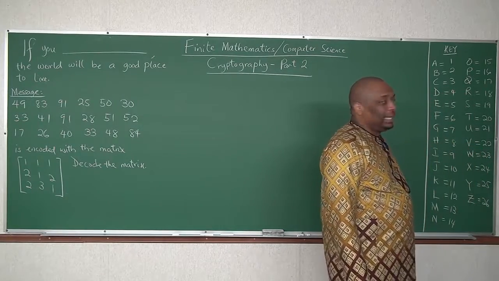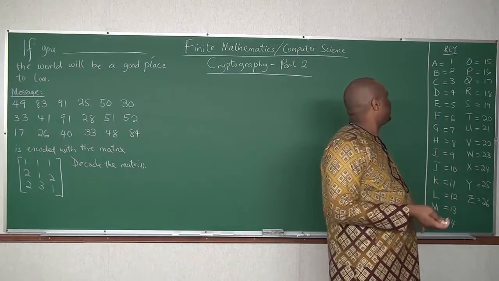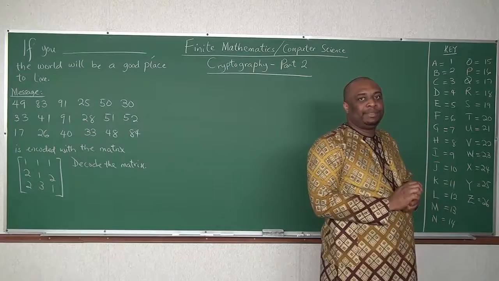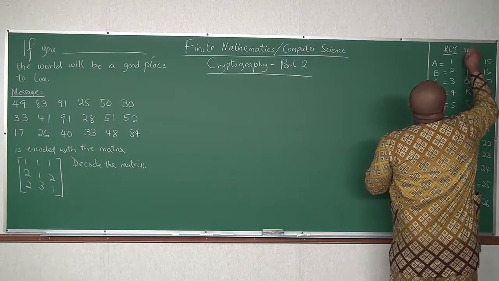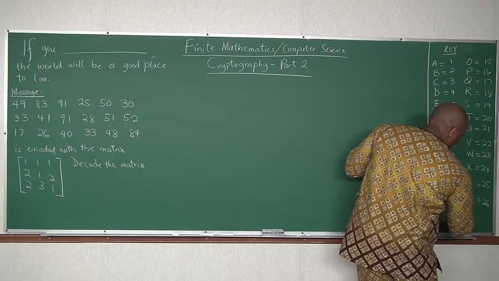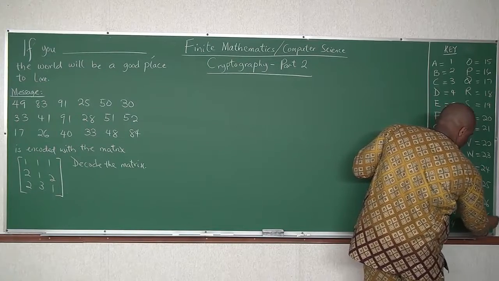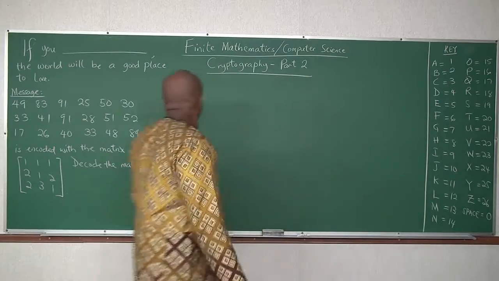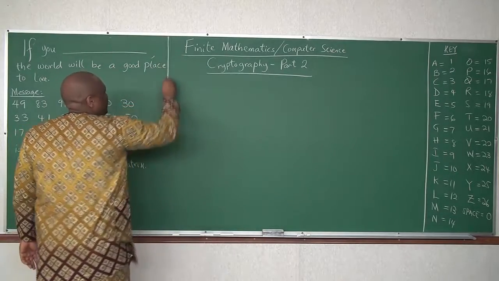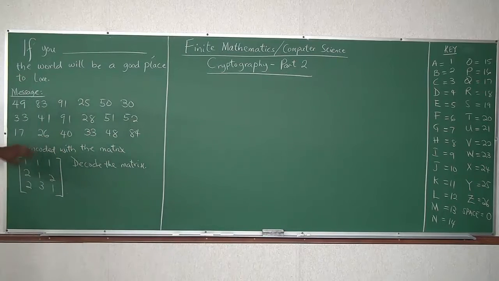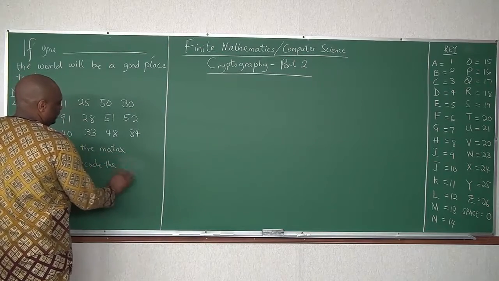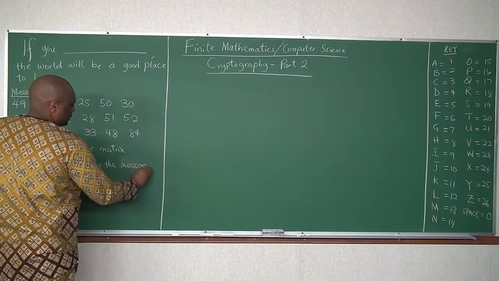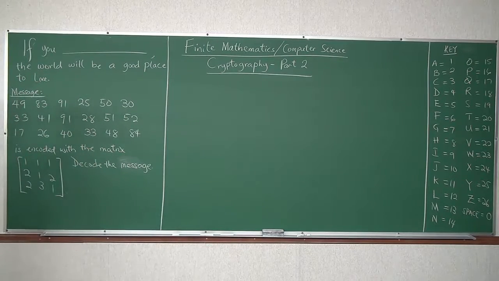And then we can also put space. Let space be equal to 0. All right. So you're given this message and you're asked to decode it. This message is encoded with this encoding matrix, so you're asked to decode the message.